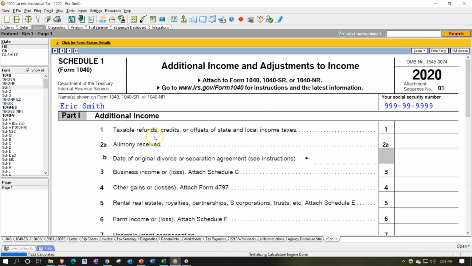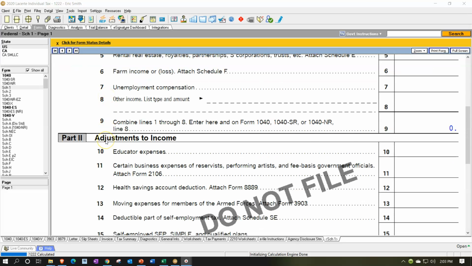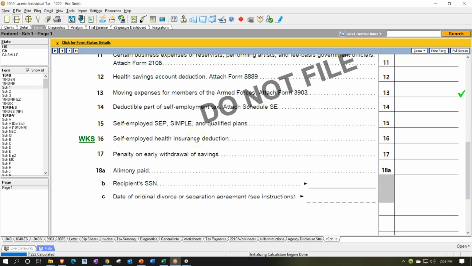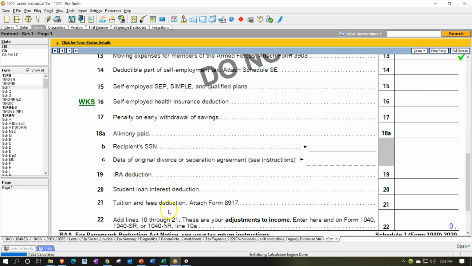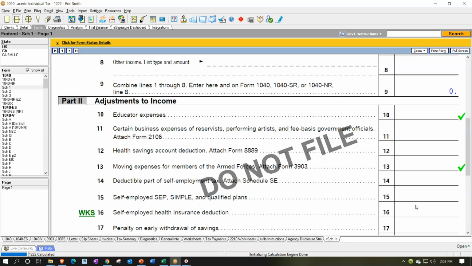Going back on over, we're going to take a look at Schedule 1. We're going to be concentrating in on the items related to Part 2, which are the adjustments to income. We're going to be taking a look at the educator expenses, moving expenses for members of the armed forces, and the tuition and fees here, attaching Form 8917. Now, these are three deductions that you're not going to see as often, but you might get questions related to them. So we want to touch in on them a little bit.